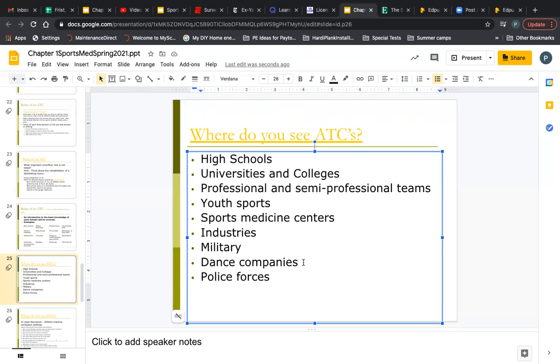Dance companies and performing arts. Think Cirque du Soleil as well, or Riverdance, or any other kind of performing arts.